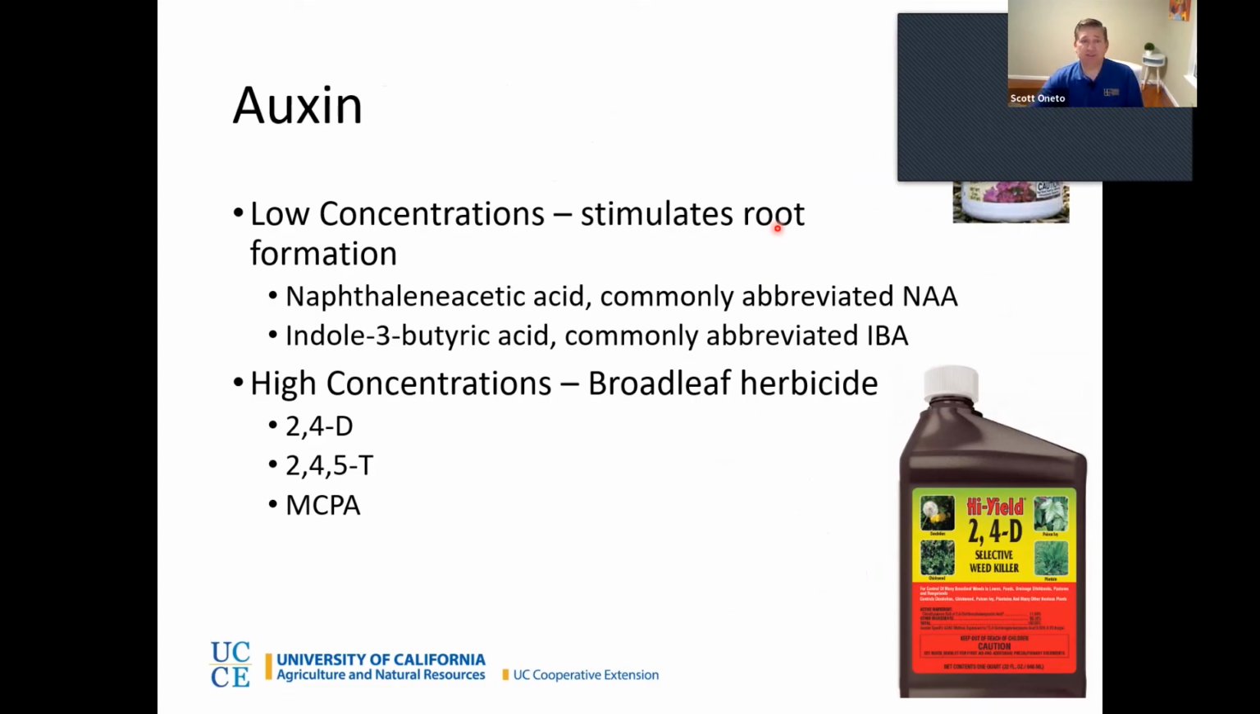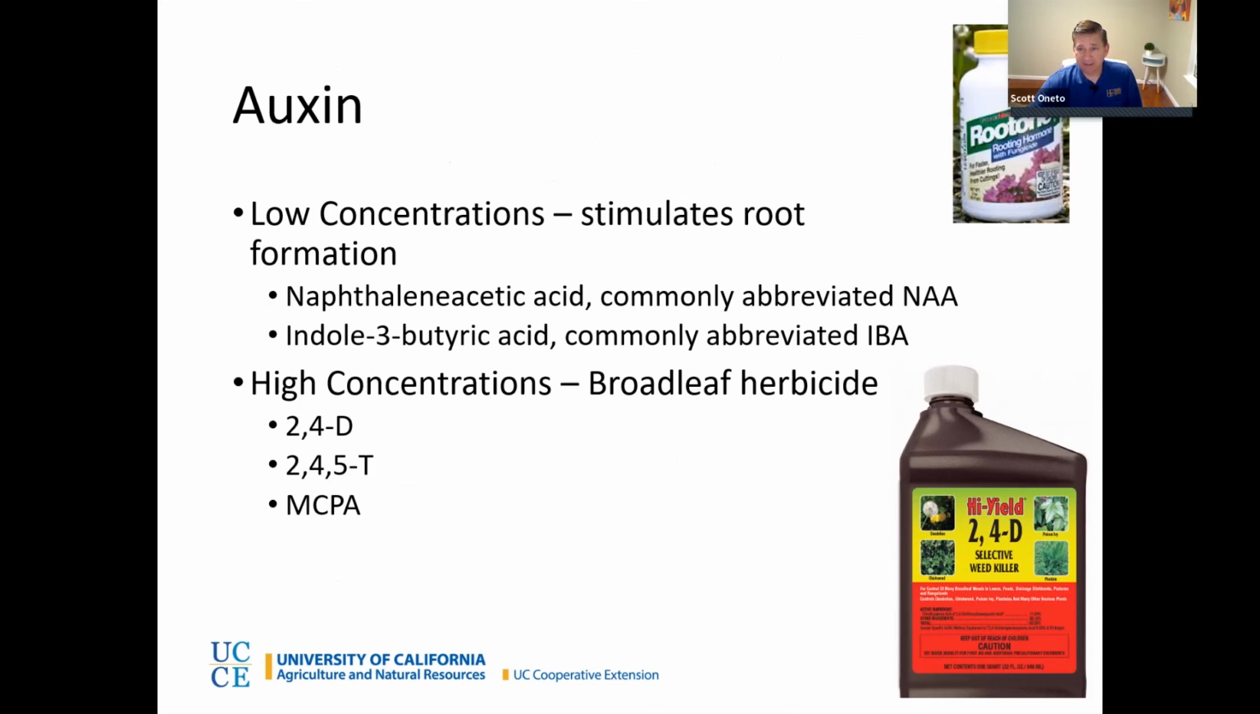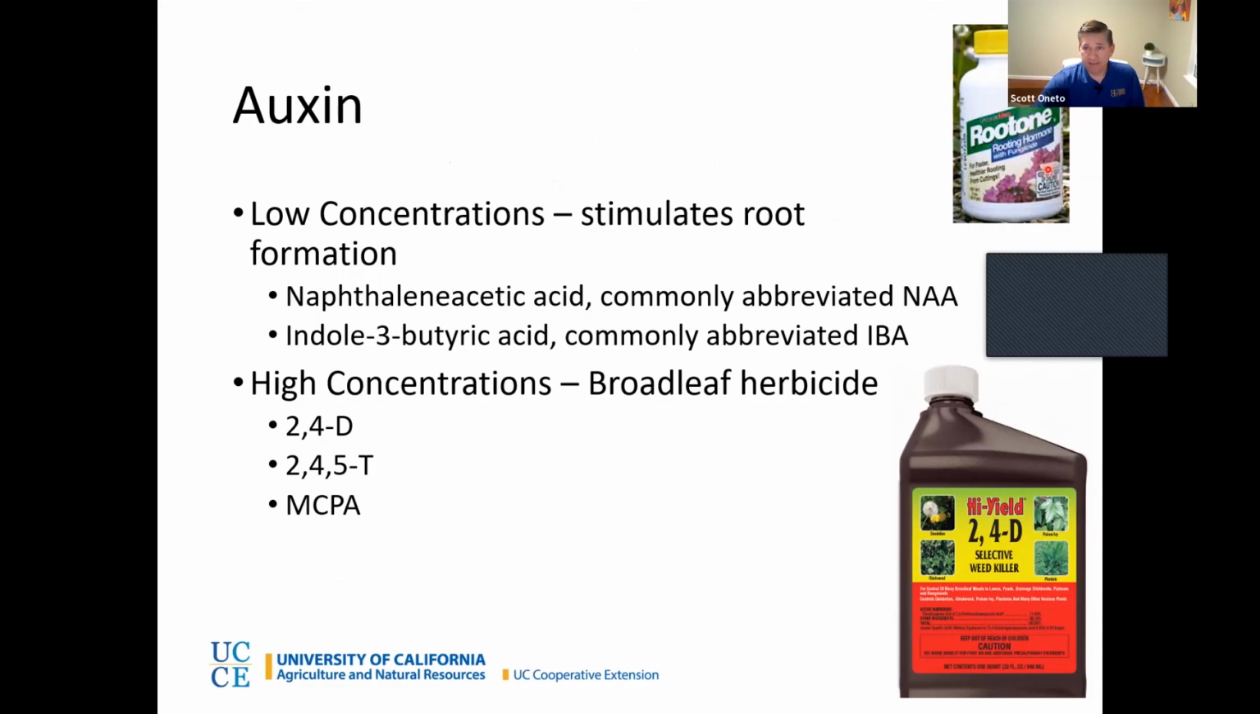Now, I also mentioned at low concentrations, auxin can be important for stimulating adventitious growth. And so up here on the right, this is an example of root tone. This is a rooting hormone. And so this is either NAA or IBA. These are two formulations of an auxin product that basically mimics or is the same as auxin in plants. And so by dipping a plant in root tone, it'll help stimulate that root formation.